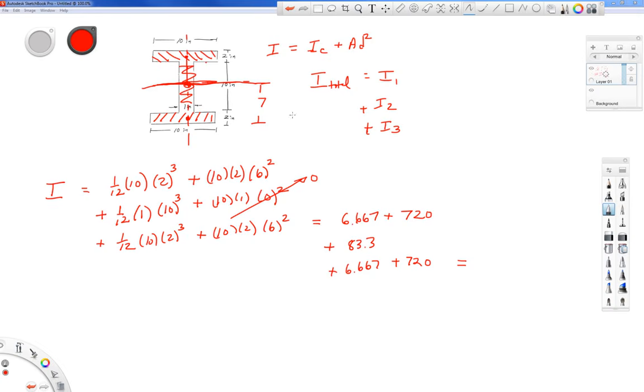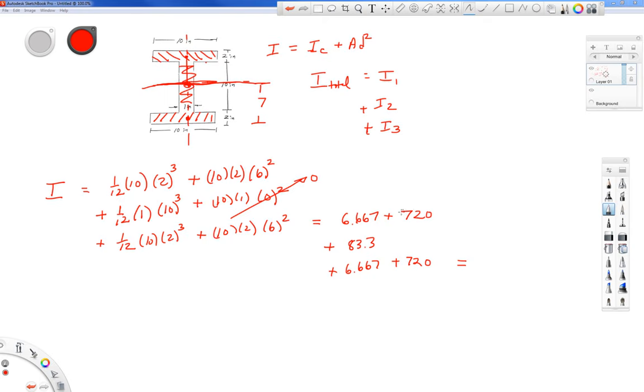So calculating these numbers out, I get for the first moment of inertia term 6.667 inches to the 4th power. And then the AD squared term is 720 inches to the 4th. The reason why an I-beam is so often used in structures is that by taking this flange and separating it far away from this neutral axis or the centroidal line, we can greatly increase the contribution of the moment of inertia of that flange to the cross-section.